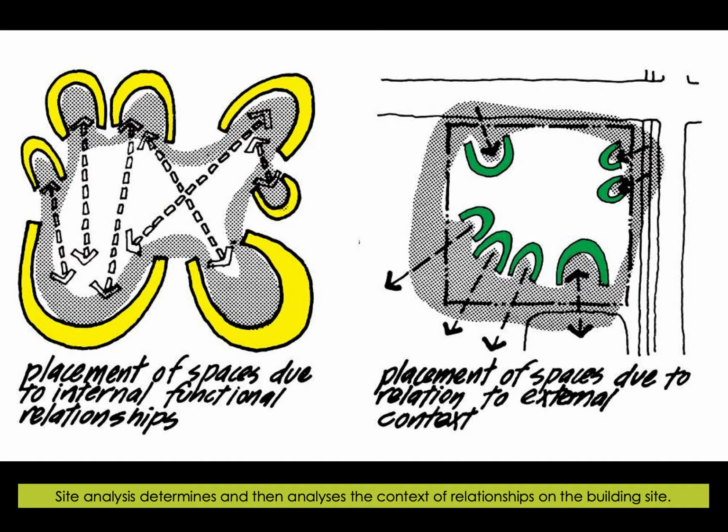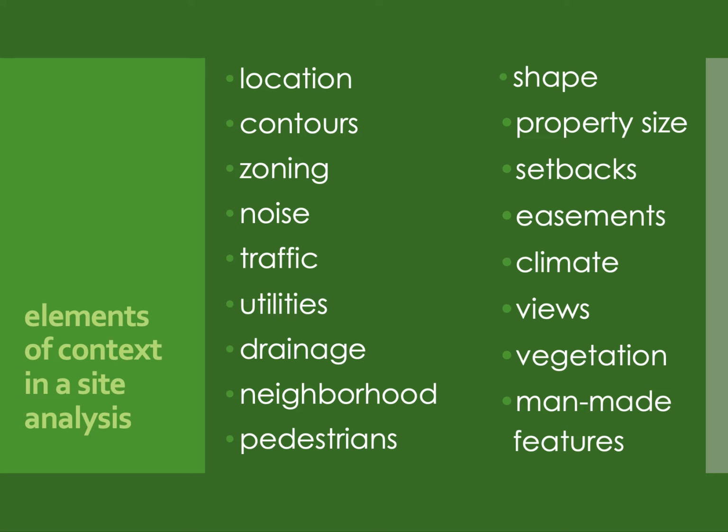And there are cases where you won't do that, but most of the time you will. Okay, so a site analysis determines and then analyzes the context of relationships on the building site. And those are multiple types of considerations. So for instance, location, contours, zoning, noise, traffic, utilities, drainage, neighborhood, pedestrians, shape, property size, setbacks, easements, climate, views, vegetation, and man-made features. You should consider every single one of those.